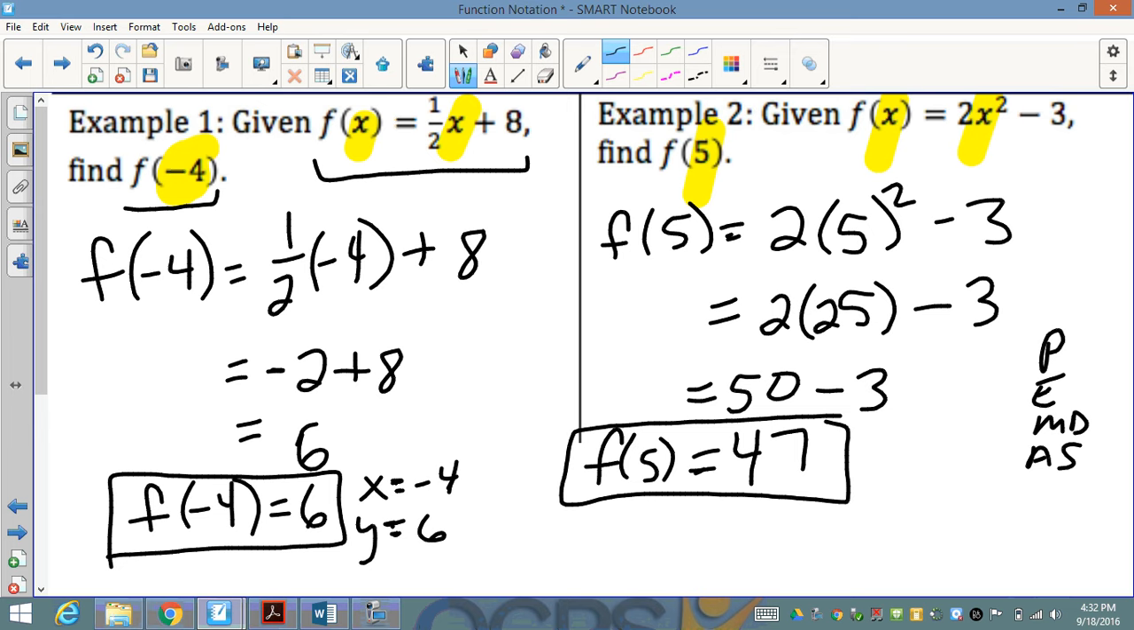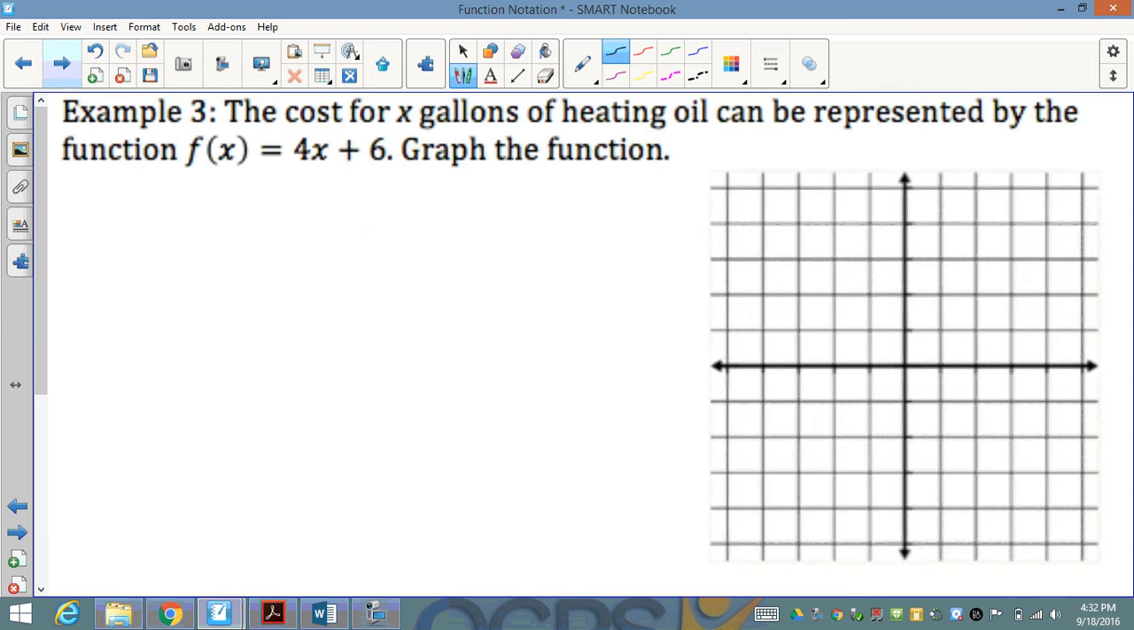We can also use this function notation to graph, and we'll be using it quite a bit to graph this year. So we're going to do example 3, which is going to require us to do that. If you need to pause here, go ahead and do so. I'm going to continue on to example 3. Example 3, the cost of x gallons of heating oil can be represented by the function f of x equals 4x plus 6.